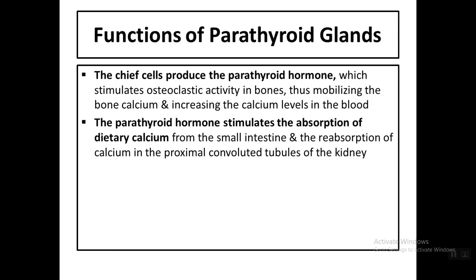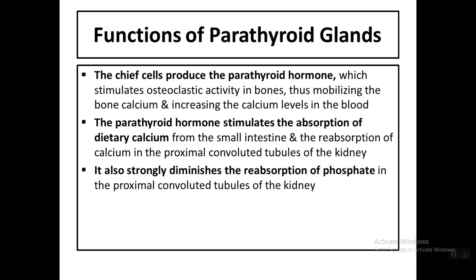Parathyroid hormone also stimulates the absorption of dietary calcium from the small intestine, and the reabsorption of calcium in the proximal convoluted tubules of the kidney. All of this mobilizes calcium from the bones, increases its absorption from the intestine, and increases its reabsorption from the renal tubules, so that the result is an increase in blood calcium. It also strongly diminishes the reabsorption of phosphate in the proximal convoluted tubule of the kidney.